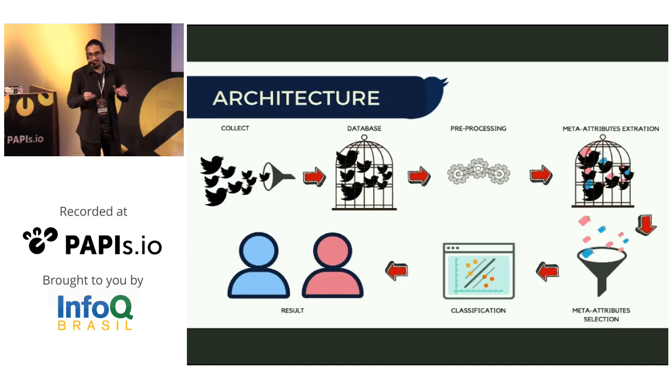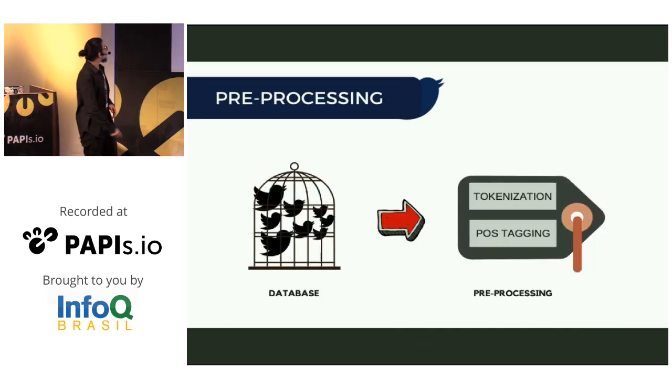You can, of course, I will share my meta attributes class. You can use whatever algorithm you want to, and then we have a result, if male or female. So basically my preprocessing, as I told, is my tokenization.